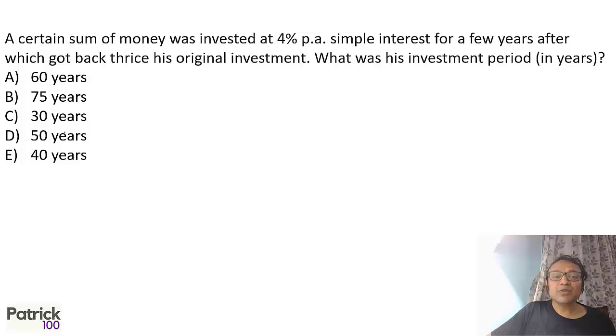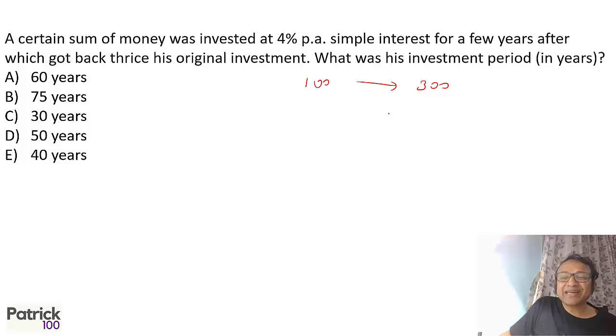A certain sum of money was invested at 4% per annum simple interest for a few years, after which he got back thrice the original amount investment. If you got thrice the original investment, suppose you invested 100, it means you must have got 300. The interest is 200.